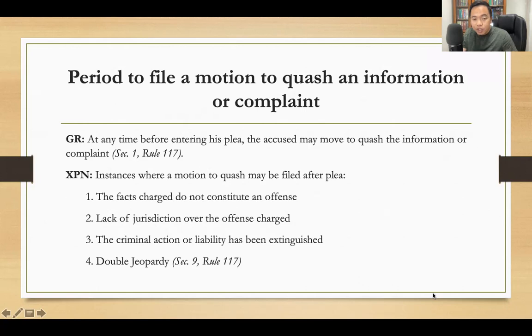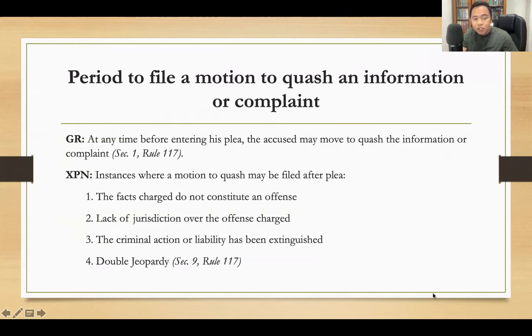Second, lack of jurisdiction over the offense charged. Third, the criminal action or liability has been extinguished. And fourth, double jeopardy. So under the exceptions, the accused can still file a motion to quash despite entering his plea.